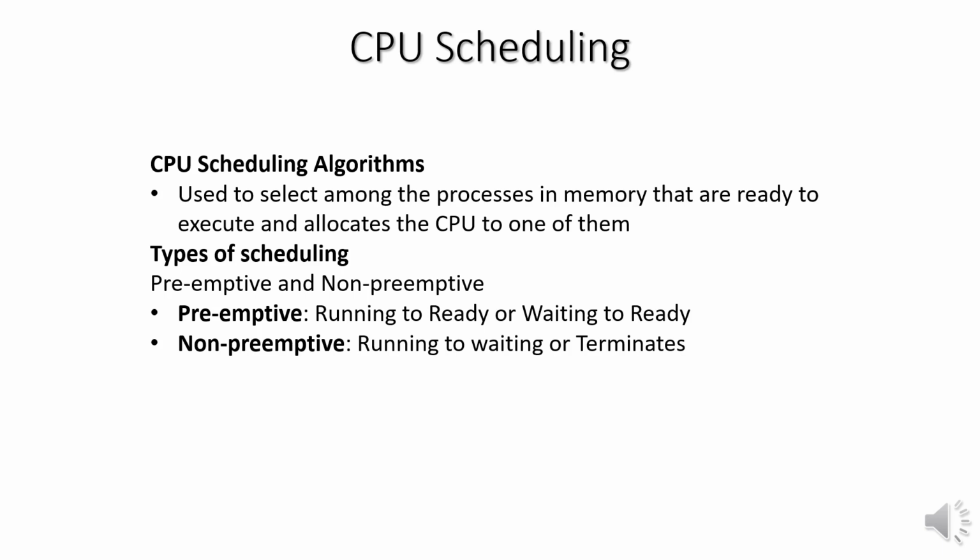There are two main types of scheduling algorithms. First is preemptive. It is from running state to ready state or waiting state to ready state. In this type, CPU can be taken away from the running process. It depends upon the priority. Second type is non-preemptive scheduling. It is from running state to waiting state or running state to terminate state. In this, if CPU is allotted to the process, then CPU cannot be taken away before the completion or termination or waiting of the process.